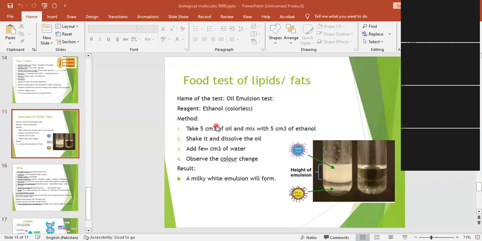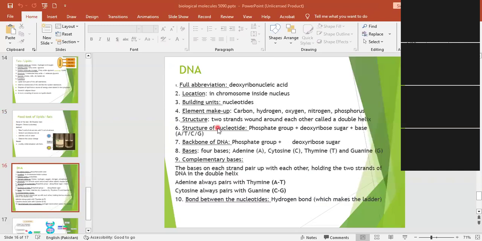Okay, so we are done with these three structures. Now the one more biological molecule which is present in your body is known as DNA, right? Let's go through the information about DNA. The full abbreviation of DNA is deoxyribonucleic acid. And where can you find this DNA?